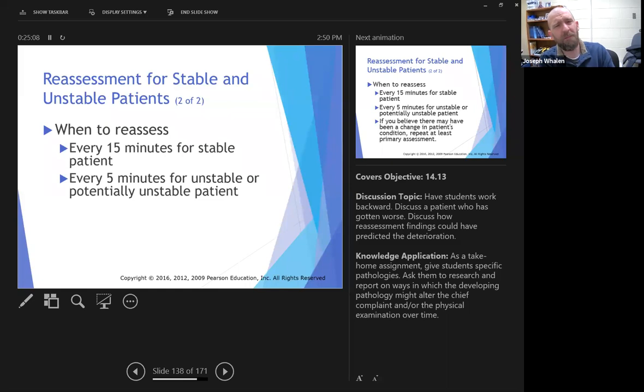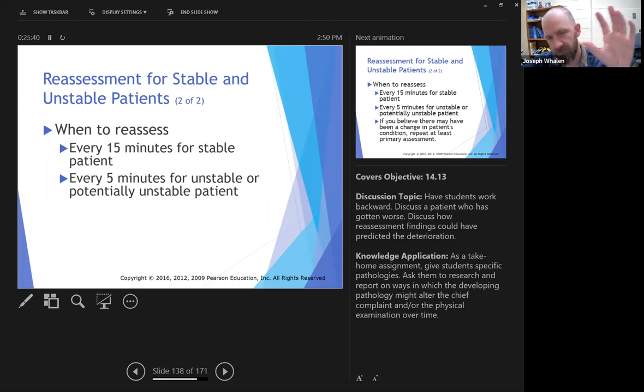And this is important, or the potentially unstable. If your index of suspicion is up, if your antennae are going up like, oh, this could be a bad situation, I think things might take a turn for the worse here. Things are okay now, but they might take a turn for the worse. If you have that in your gut, then just do it every 5 minutes, so you can be aware of that change happening as it's happening rather than sometime after the fact, right? So every 15 for stable, every 5 for unstable.